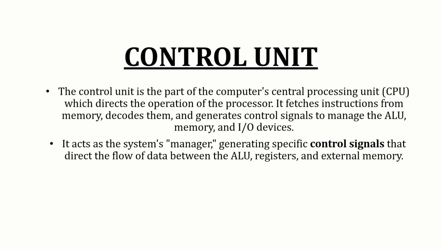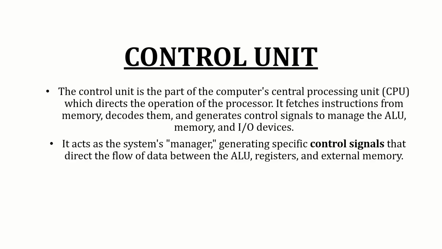So here we are discussing our topic, the control unit. The control unit is a part of a CPU that controls the operations of a processor. It performs three main tasks. First, it fetches the instruction from the memory. Then it decodes those instructions. Then it generates control signals to manage the ALU, memory, and input/output devices.